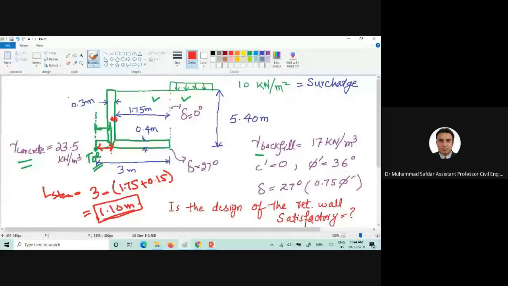Now we need to find the lever arm for the force exerted by the stem of this retaining wall. So we need to find this distance. If you see here, we need to subtract this one and subtract half of the stem, and this distance is 0.3 meter. Is it clear?